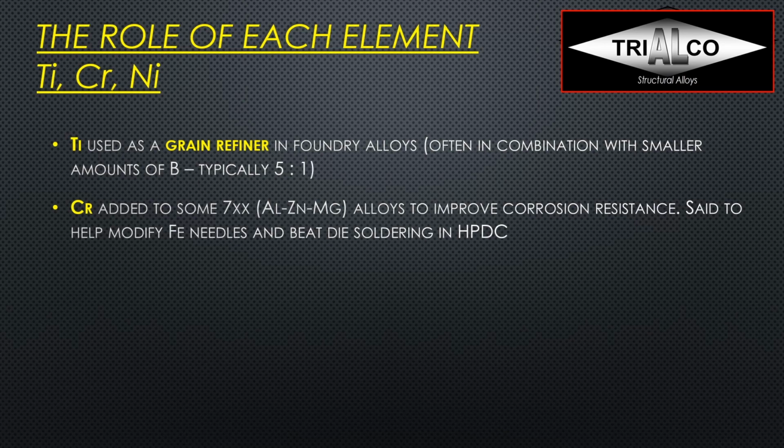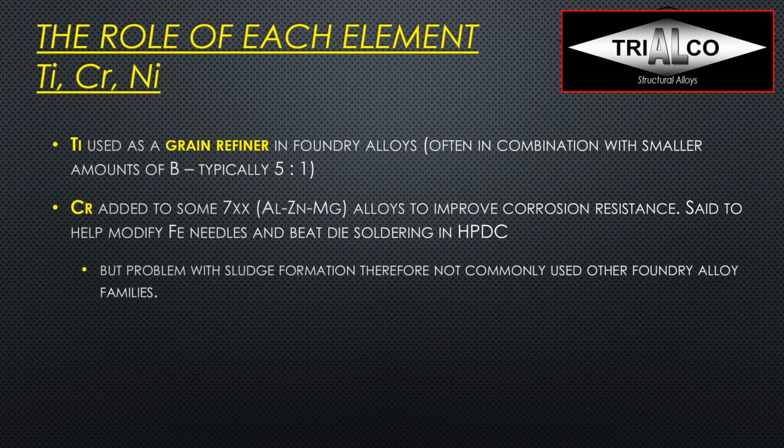Chromium is not a very popular element that we want to add, but it is added in 700 series alloys to improve corrosion resistance. It can also help modify iron needles and beat die soldering in high pressure die casting, but watch out, it is actually even 3 times more than iron when it comes to sludge formation, so we really want to limit this.